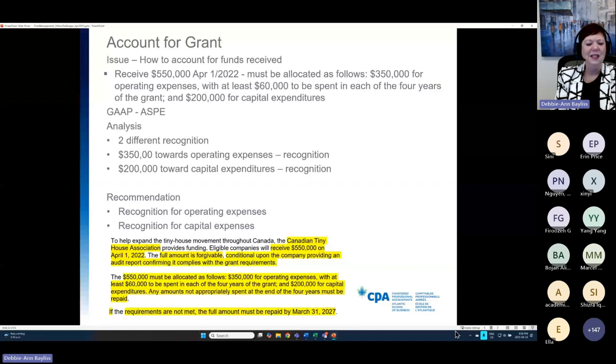Then I get some more information about this grant. As I'm reading it, it says it's a total of 550,000, broken down into 350 for operating expenses, with a condition that at least 60,000 is to be spent in each of the 4 years of the grant. And then there's 200,000 for capital expenditures. Any amounts not appropriately spent at the end of the 4 years must be repaid. And if the requirements are not met, the full amount must be repaid.